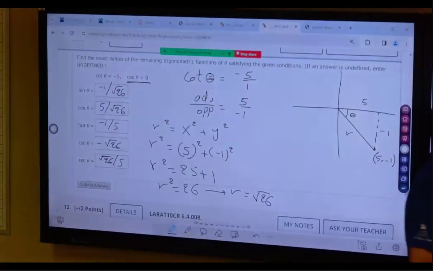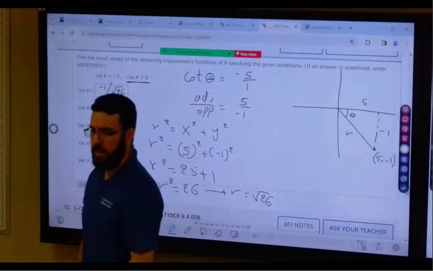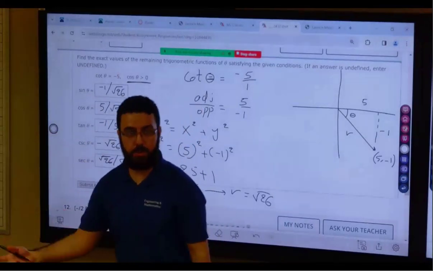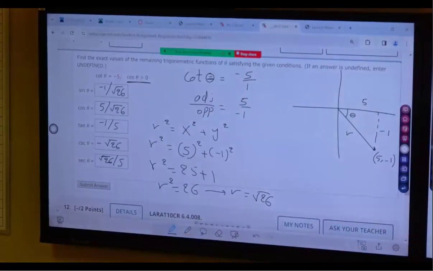You got it? So you don't need to simplify the square root of 26 into something different, because 26 is 2 times 13. Do you have a square root of 2? Do you have a square root of 13? No, so just keep it like this. That's good point.